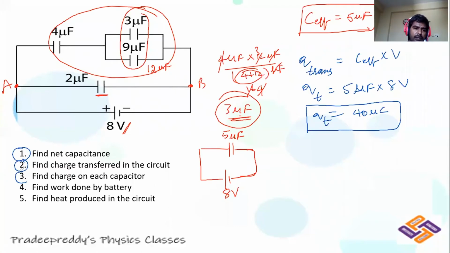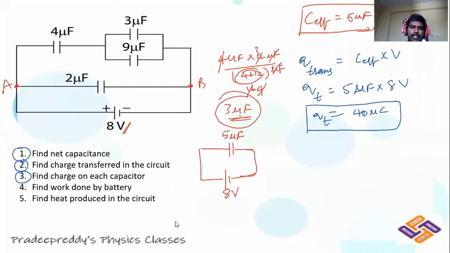Coming to the third question, find charge on each capacitor. You should now find out the charge on each capacitor. What is the total charge transferred by the battery? The total charge transferred by the battery is 40 microcoulomb. Now this 40 comes over here and gets divided into two parts.